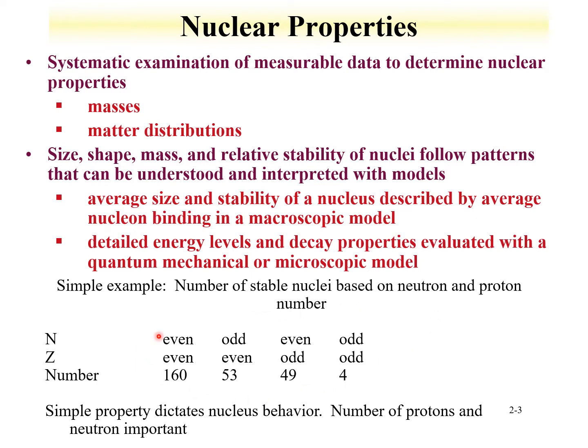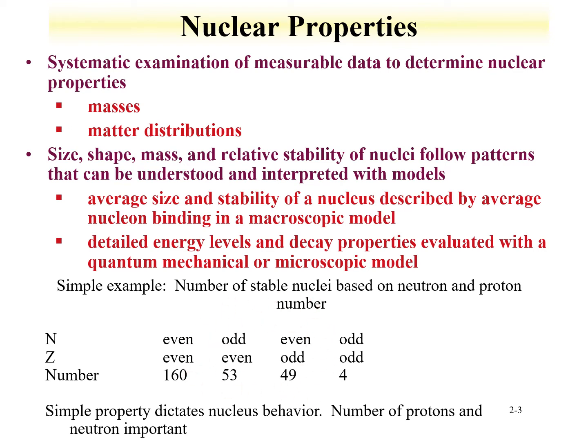And as we see here, there's this trend where there's 160 stable nuclei, so stable isotopes, that have an even number of neutrons and even number of protons. There's about an equal number that have odd number of neutrons, even number of protons, and then an odd number of protons, even number of neutrons. There are only 4 stable nuclei that have odd numbers. So odd number of neutrons, odd number of protons.